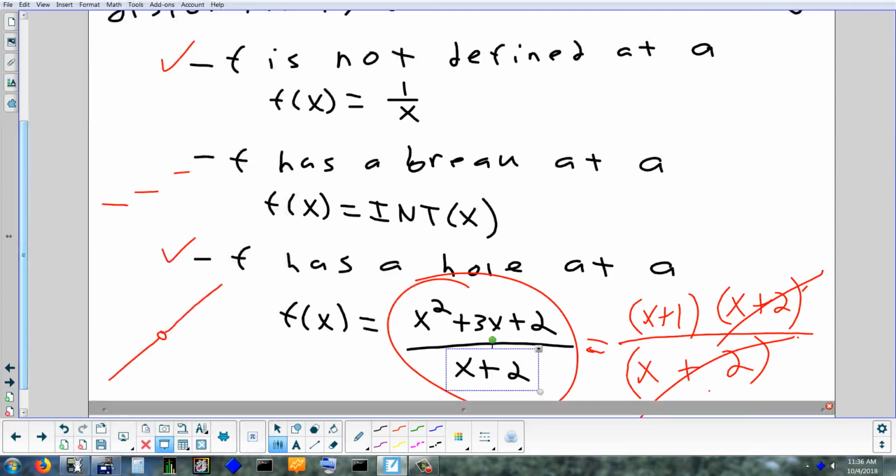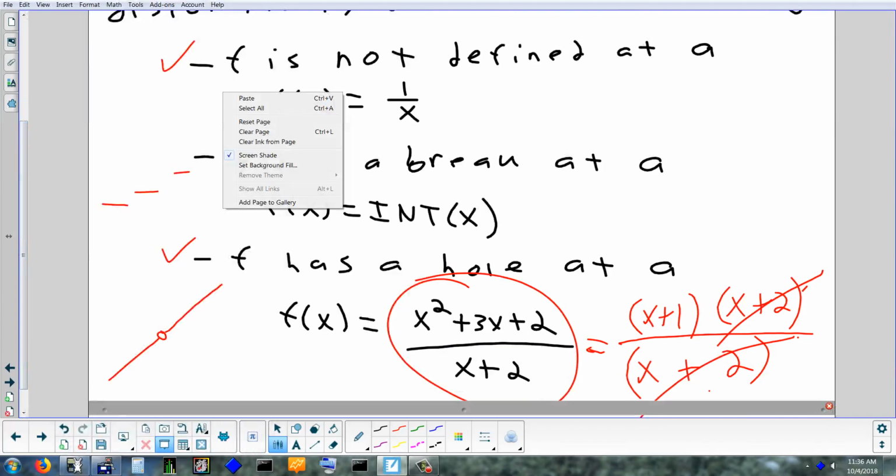So now, more formally, I could say that a graph is continuous if there are no breaks, there are no holes, and there are no undefined values, rather than saying I can trace it without lifting my pencil. So the big boy way to define continuity: there's no breaks, there's no holes, there's no undefined values on your graph.